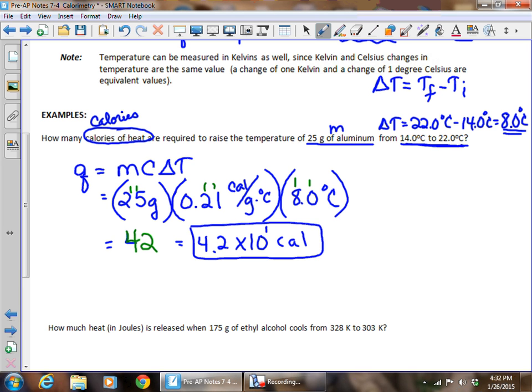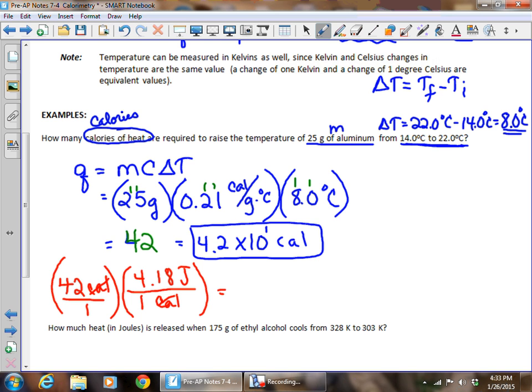Now, what if they wanted us to change that to joules then? One of the questions on your paper asks you to do that. Well, then we're going to take that 42 calories, and if this were carried out further, remember we don't want a rounded value. Go back to your conversion. Remember we said that 1 calorie was equal to 4.18 joules.